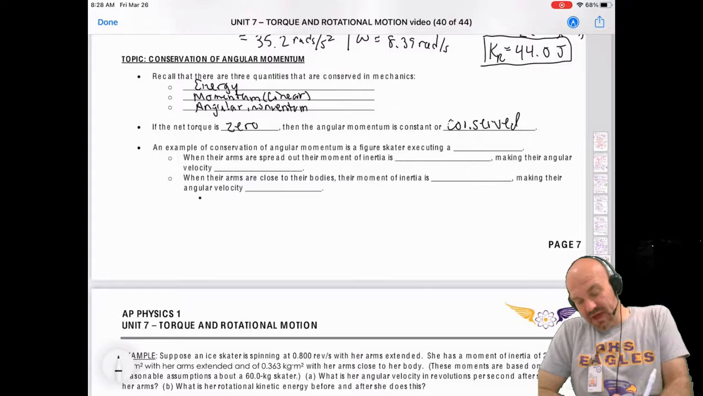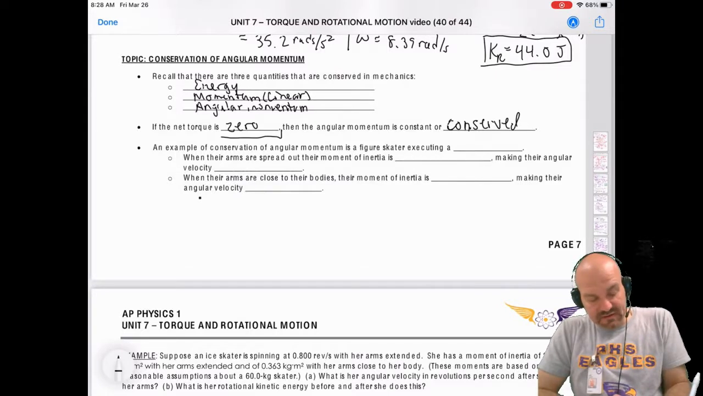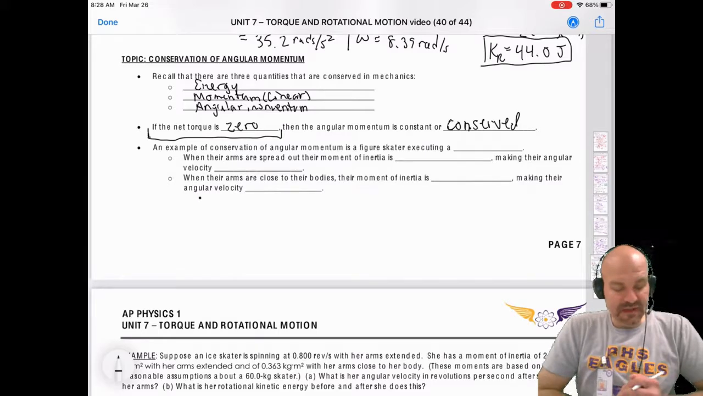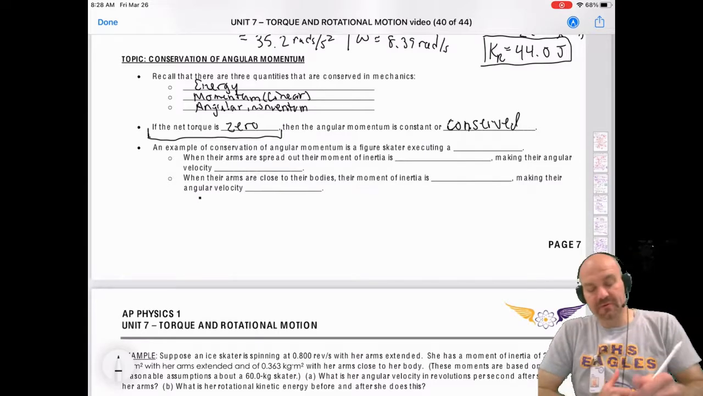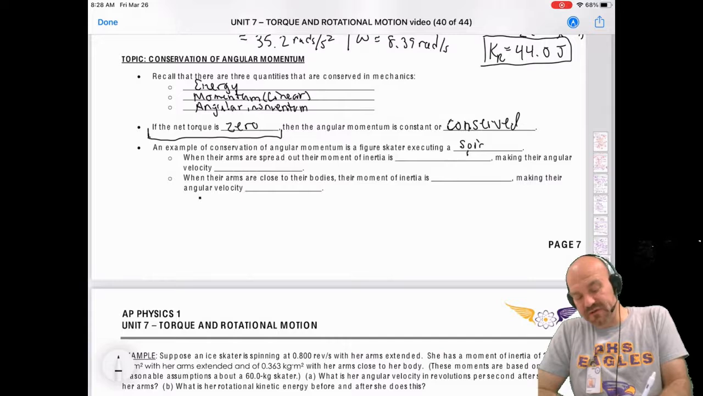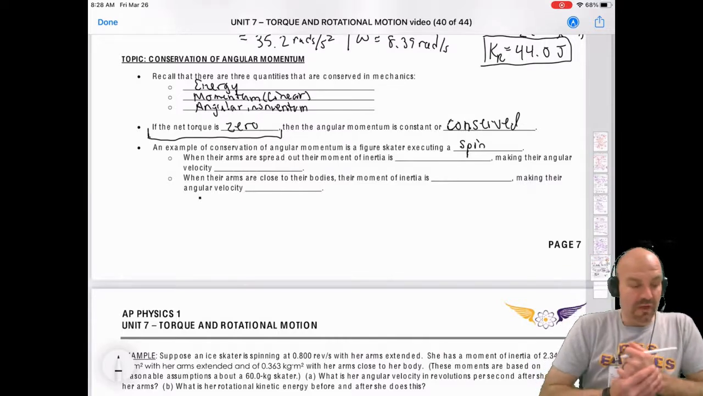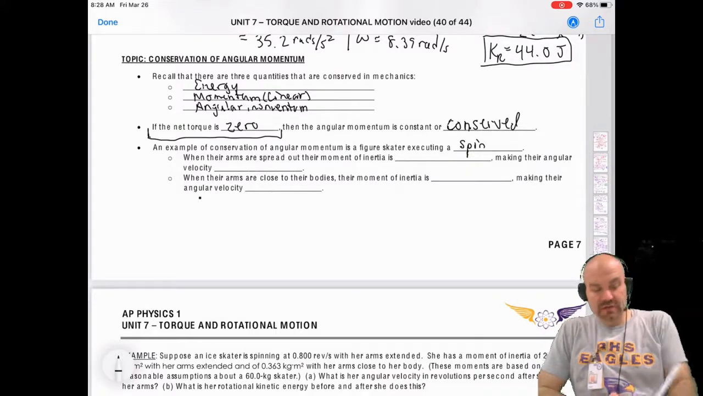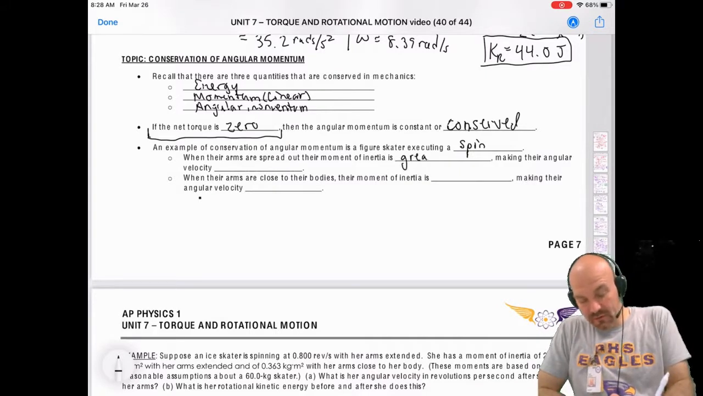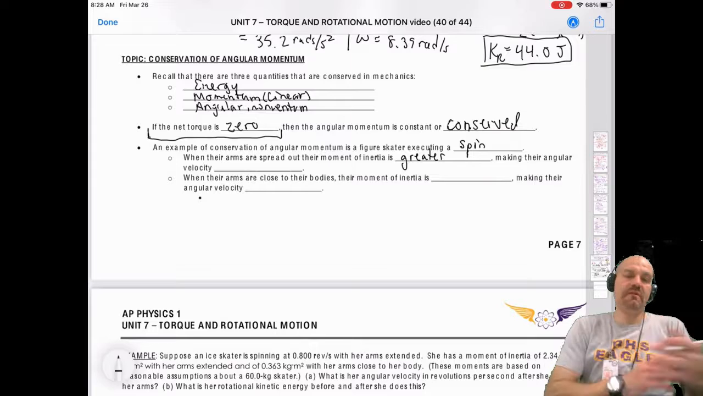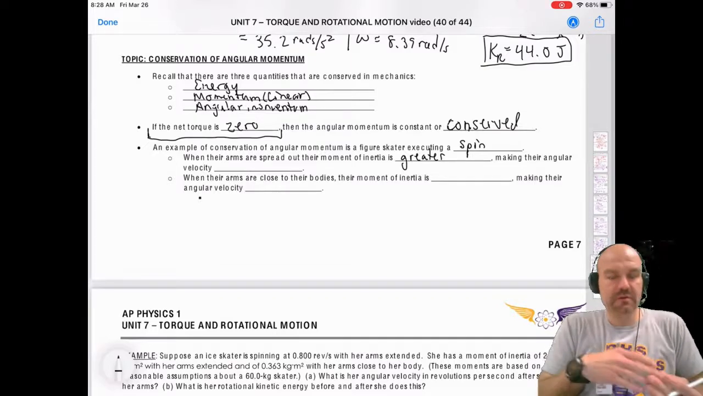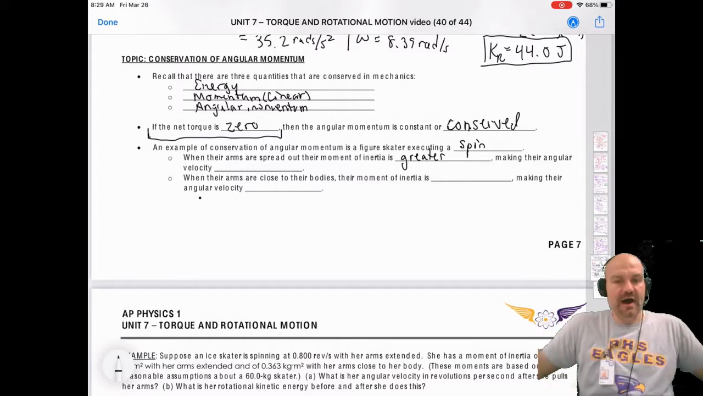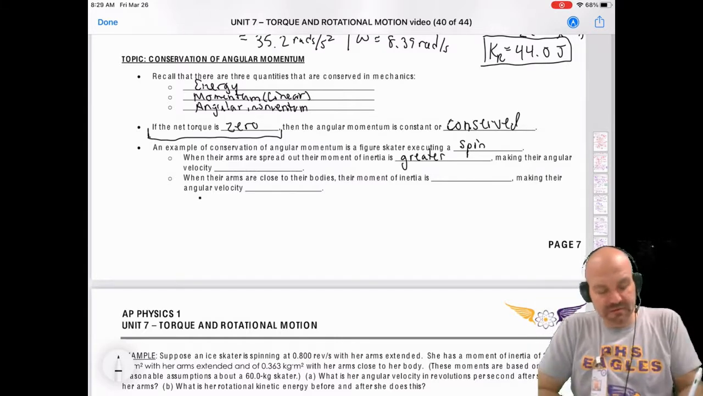Right. Remember, we always add in that extra little caveat that the net force or the net torque has to be 0. Okay. An example of conservation of momentum is an example when a figure skater is executing one of their spins, right? So when their arms are spread out, right, their moment of inertia is greater, which, if you remember in the last video, we talked about the relationships of momentum, inertia, and angular velocity. If I is big, omega has to be small.